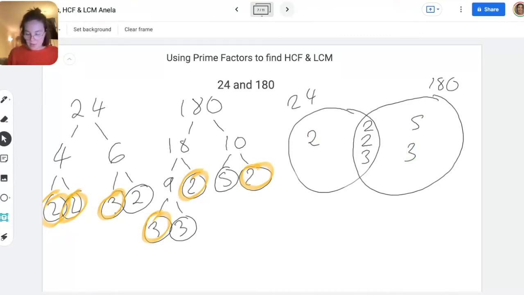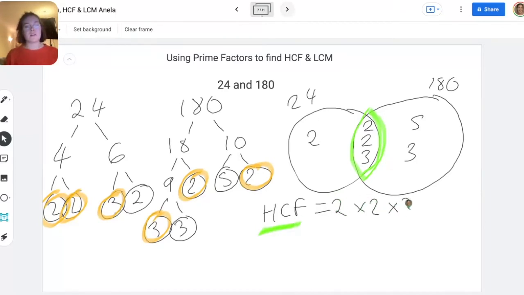So now the highest common factor is found by multiplying the inside of this Venn diagram, so where they overlap. So in this case, it's going to be 2 times 2 times 3. So 2 times 2 is 4, 4 times 3 is 12. So the highest common factor is 12.